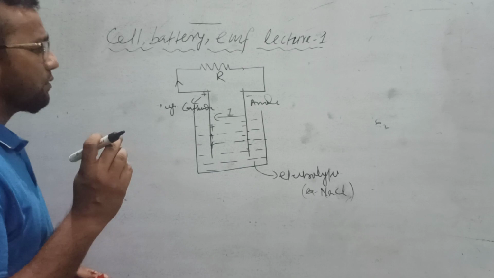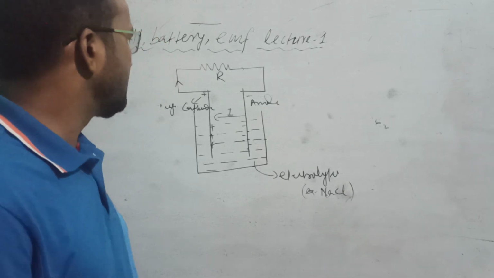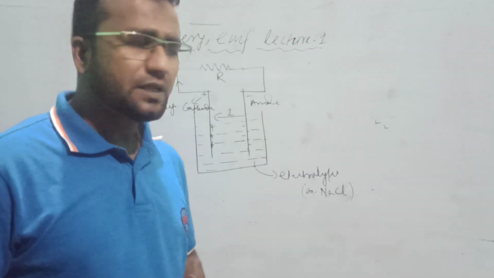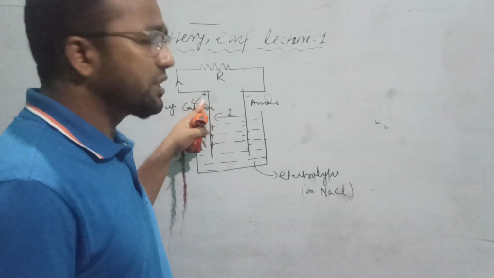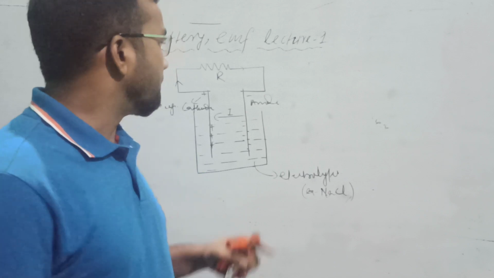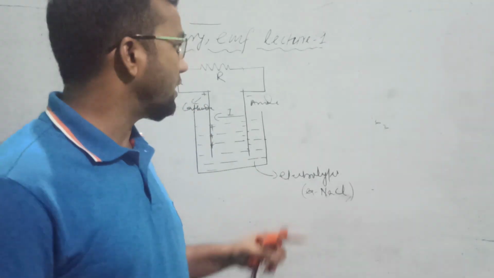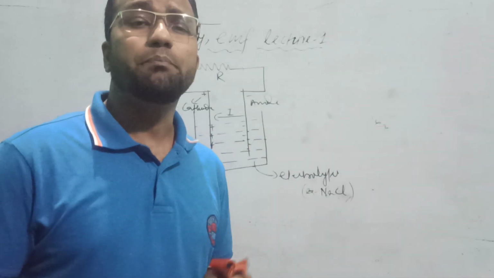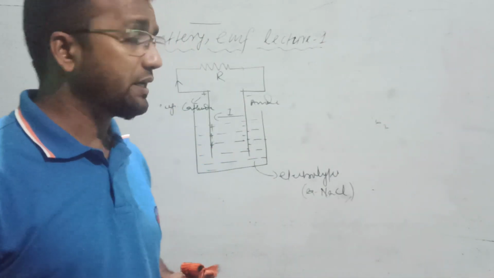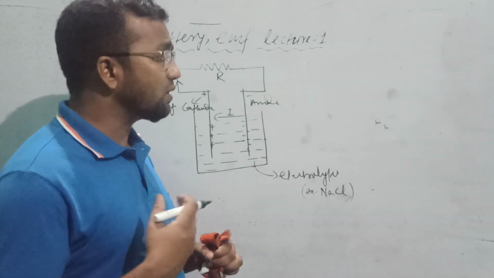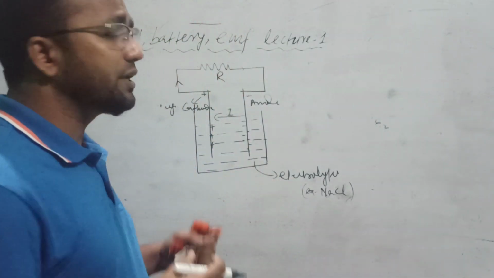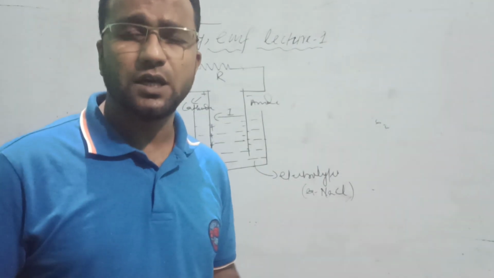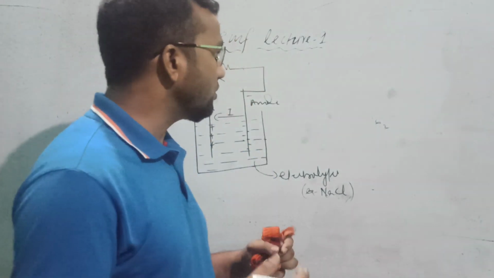And in the next topic I will explain the concept of charging of a cell, and in the charging of a cell, this positive terminal behaves as anode and the negative terminal behaves as cathode in the case of charging. And also I will explain in my next lecture the relation between EMF, internal resistance, terminal potential of a cell.